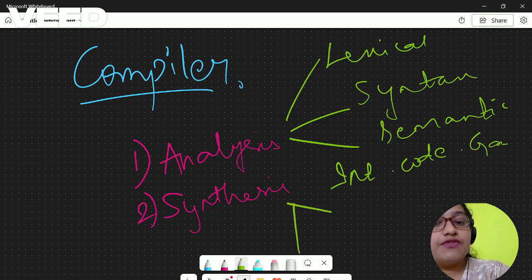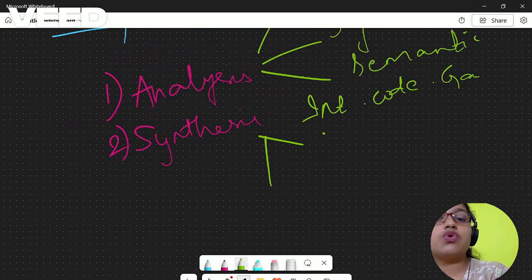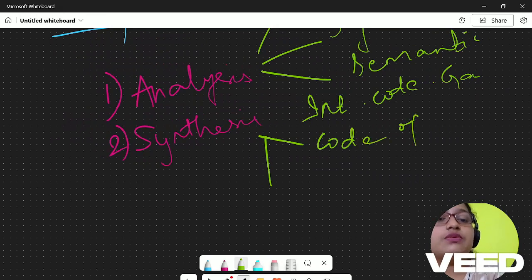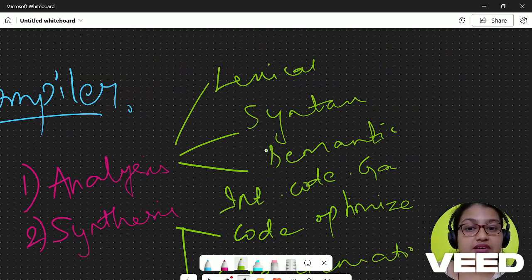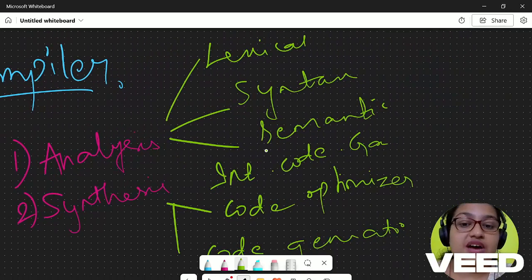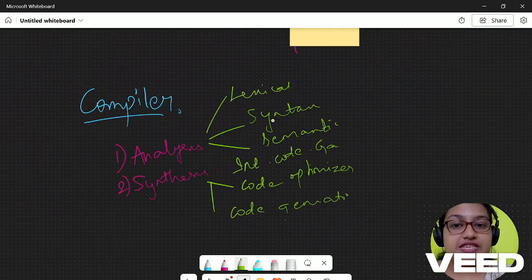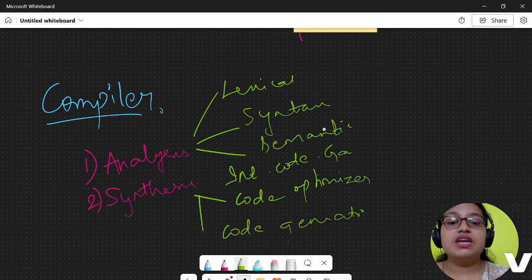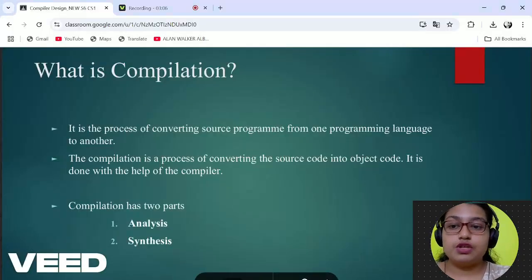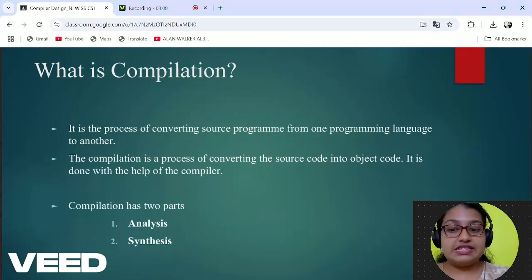And in synthesis we have two parts: the first one is the code optimizer and the second one is the code generator. So these are the six parts that we have in the compiler phases. When a question is asked, we have to write about all these six phases: the lexical analysis phase, the syntax analysis phase, the semantic analysis phase. Then we have an intermediate code generator, and in the synthesis phase we have the code optimizer and then the code generator.